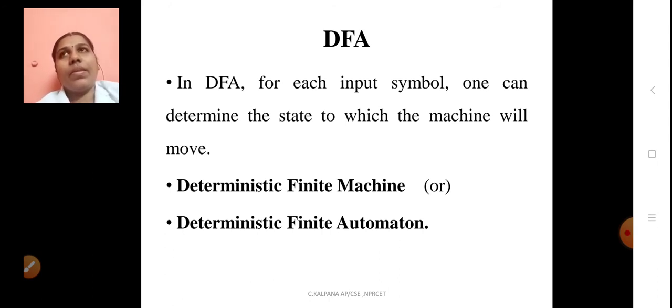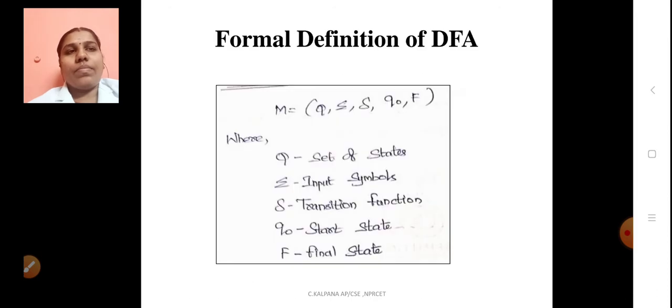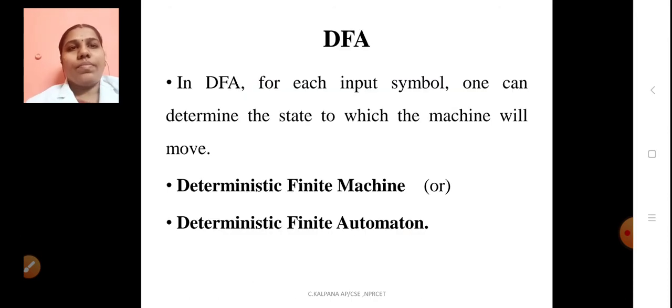For example, we can take traffic. Suppose we are in traffic, near the signal, which means we have only one way to move to the next state, but we can get more options to reach the final state. That is the definition of DFA.